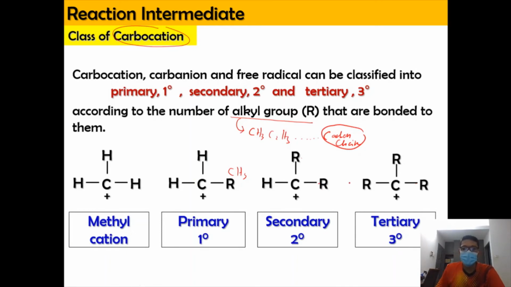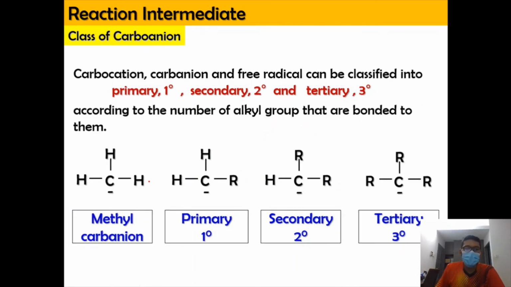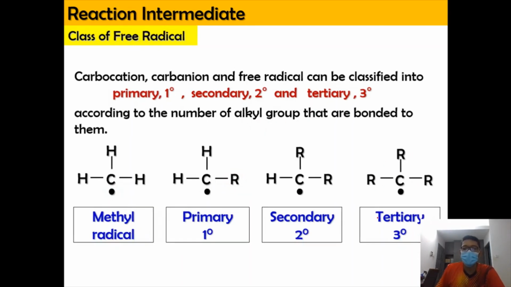Alright. Now, the same thing applies to the others. For example, a carbanion with no alkyl group is going to be a methyl carbanion. If there is one alkyl group, which is the R or the carbon chain, it's going to be a primary carbanion, because of the negative charge here. If there are two, secondary carbanion, and if there are three, tertiary carbanion. For radicals, the concept is still applied. So it still depends on the number of alkyl groups that are bonded to the carbon.